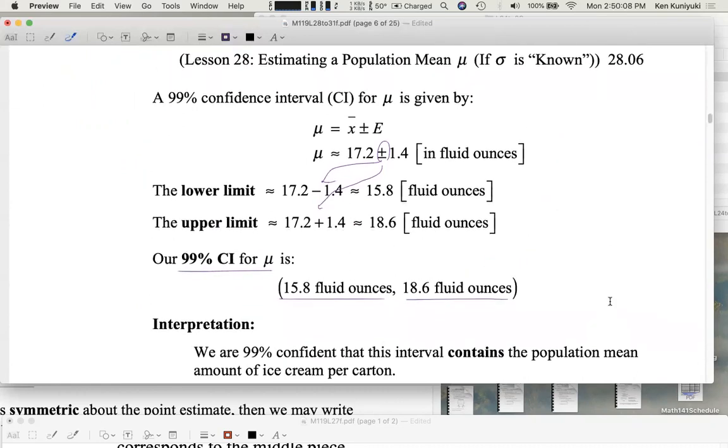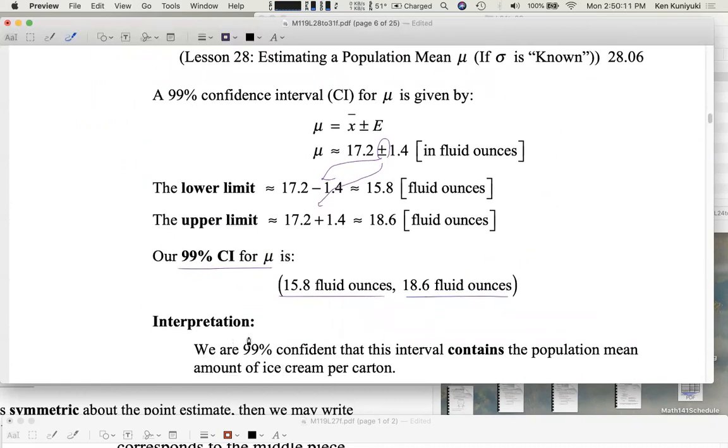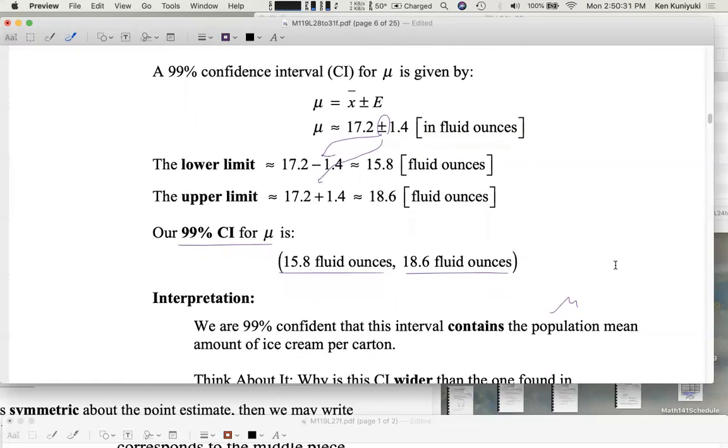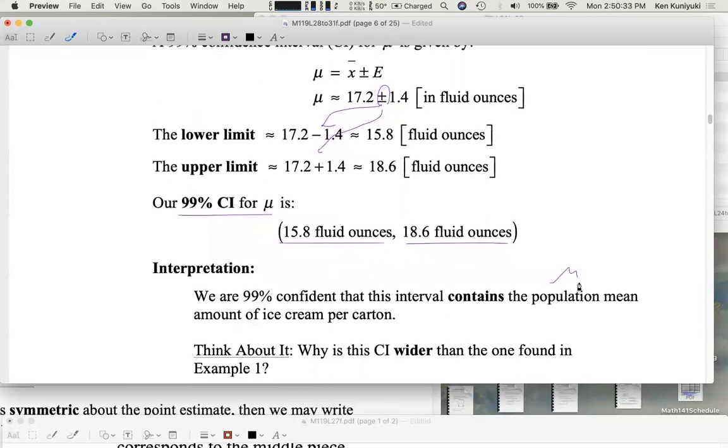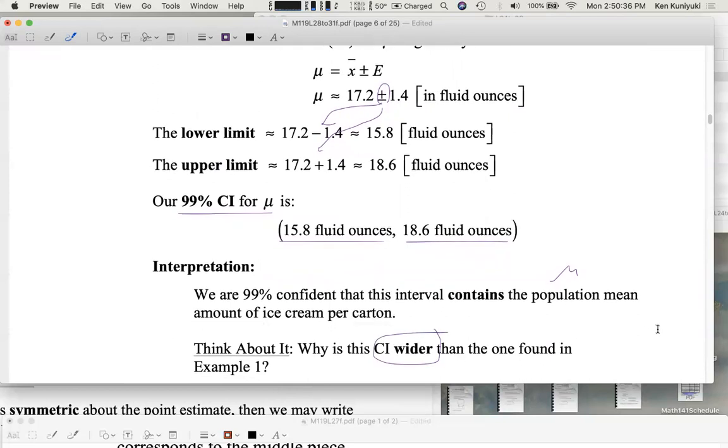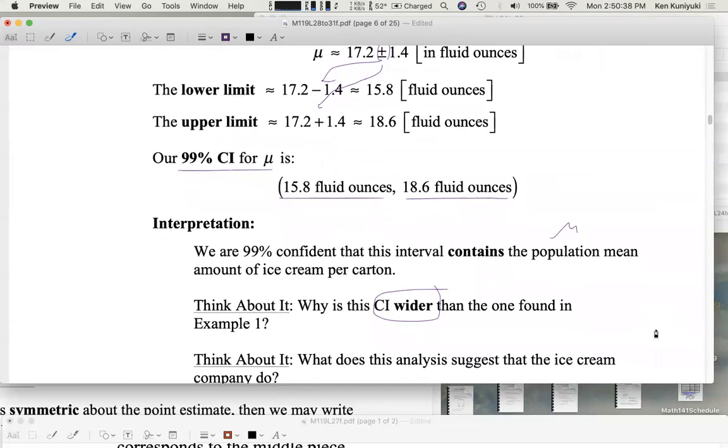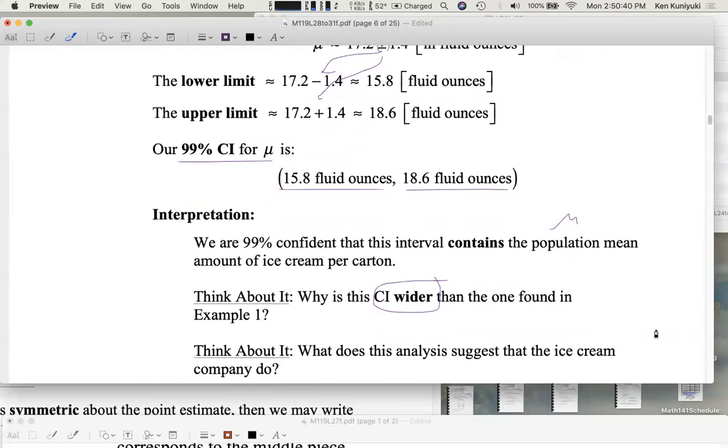The interpretation is the same as before, except that we have 99% here. We are 99% confident that this interval contains the population mean amount of ice cream per carton, basically mu. But you don't want to write mu out to a layperson. We are 99% confident that this interval contains the population mean amount of ice cream per carton. So in terms of your business strategy, again, observe this is wider than what we had before. What does this analysis suggest that the ice cream company do?